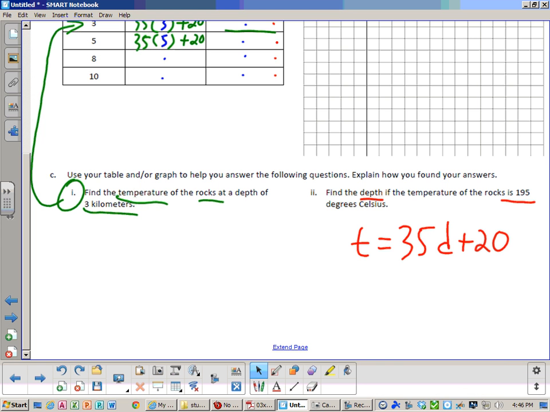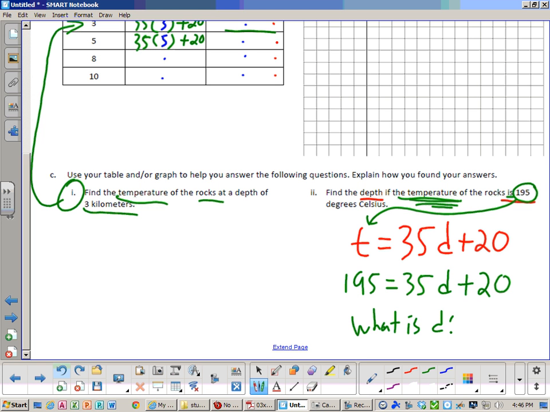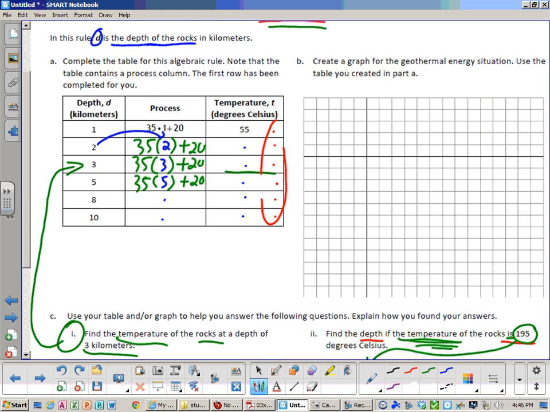That's our problem, right? It's saying if the temperature is 195, that means it's going to go into this letter, not D. Don't put it in D because 195 is the temperature, T. So now it's 195 is equal to 35 times some number plus 20. What is D? What times 35 plus 20 equals 195? Figure it out. That's one way. Or, who knows, the answer just might end up on the table. Who knows?